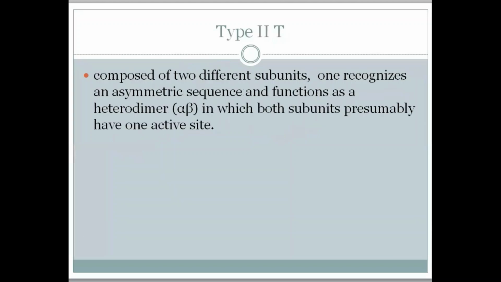Now let's learn about type 2T, which is the last one. Type 2T is composed of two different subunits. One recognizes the palindromic sequence, while the other recognizes asymmetric sequences. So this is the function of type 2T. Let's learn about its example, that is Bpu10I. This is one example of type 2T. Till here, we have learned all the subtypes.